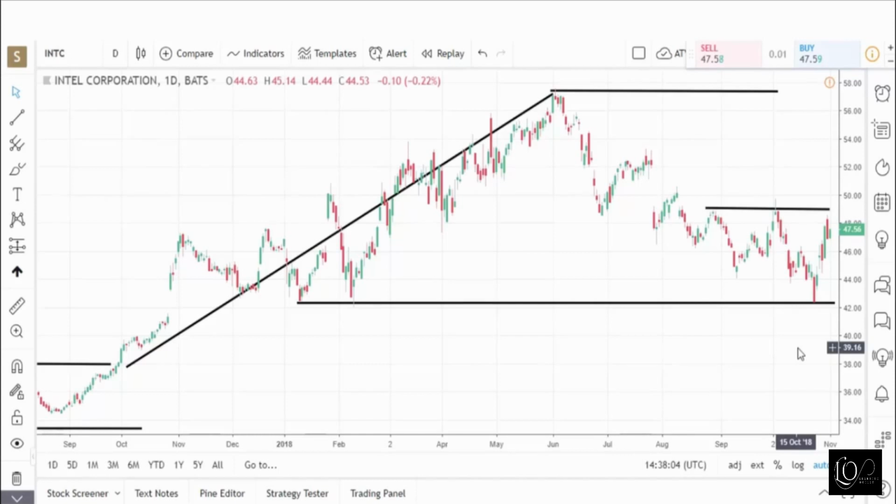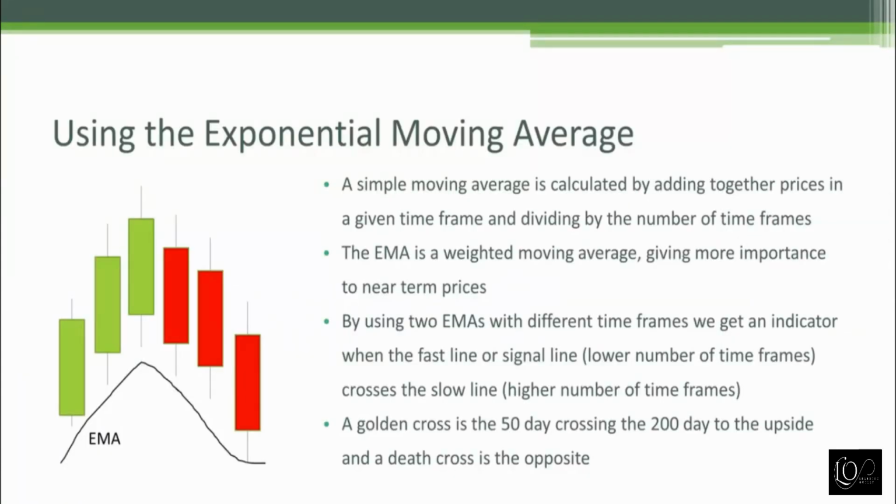In this video, we talked about resistance and support levels that we could draw horizontally. And those work well when a stock is not moving in an uptrend or downtrend, but in a consolidation range. A simple moving average is calculated by adding together prices in a given time frame and dividing by the number of time frames. So a 20-day simple moving average would take the closing price for the last 20 days, add them all together, and then divide by 20.